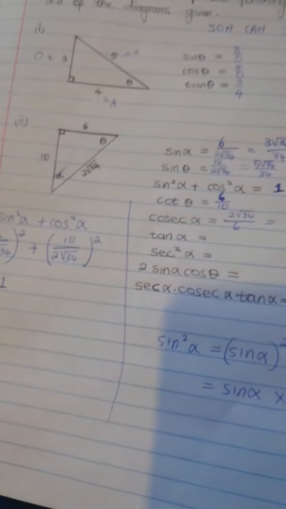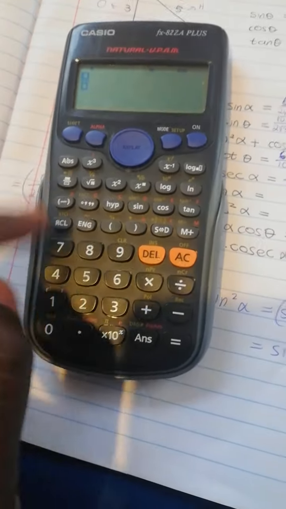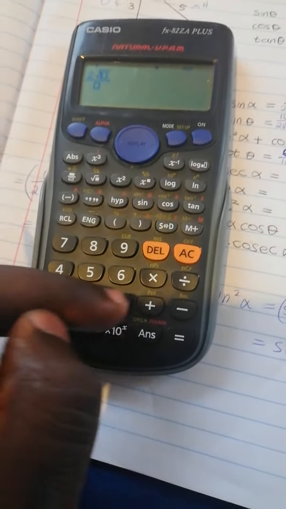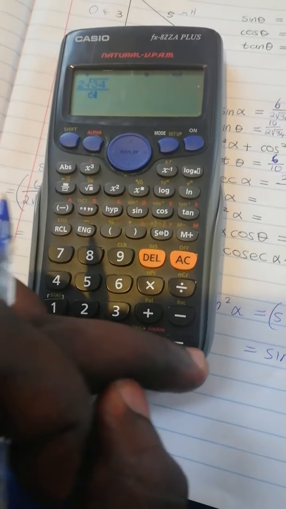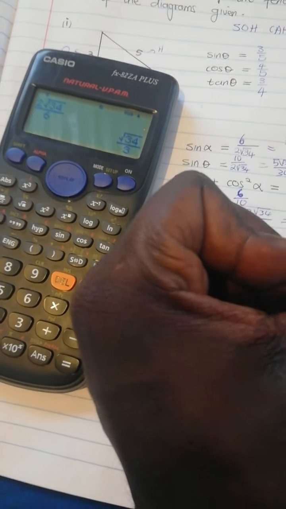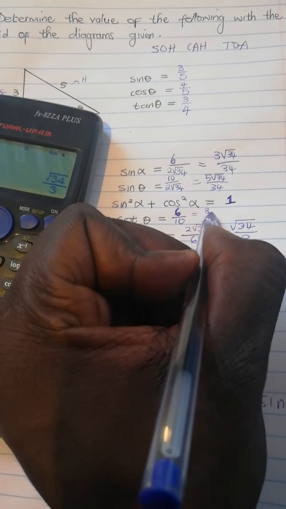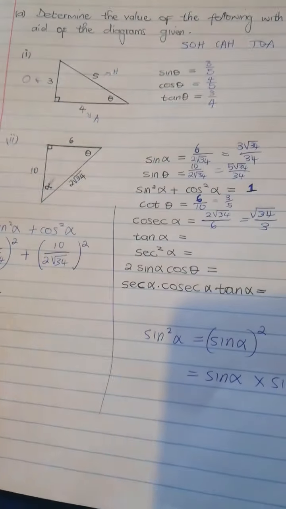And the answer in this case, so if I've got 2 square root of 34 over 6, the answer becomes square root of 34 over 3. Now this one simplifies to 3 over 5, the one for cot theta.